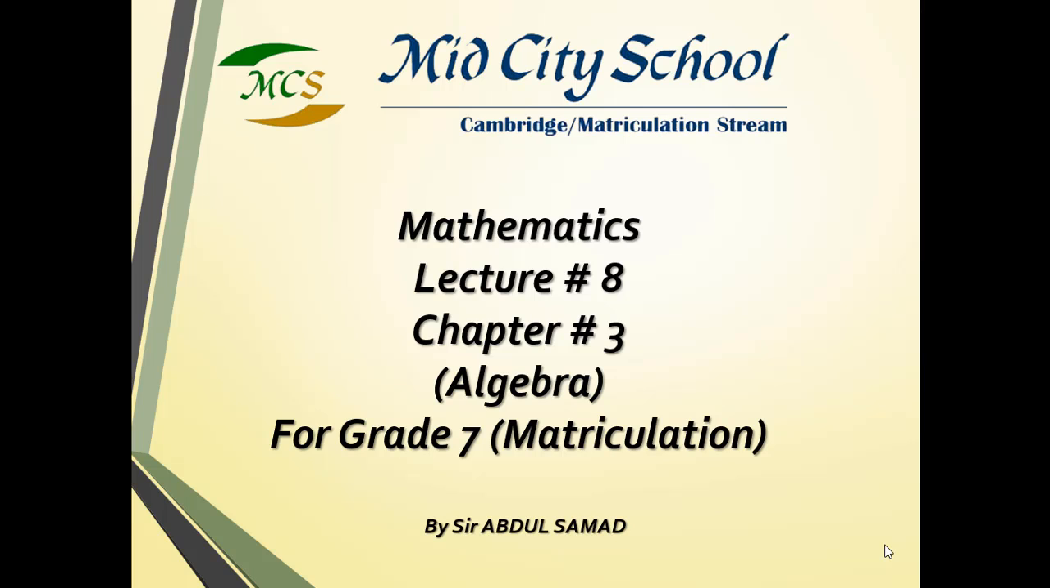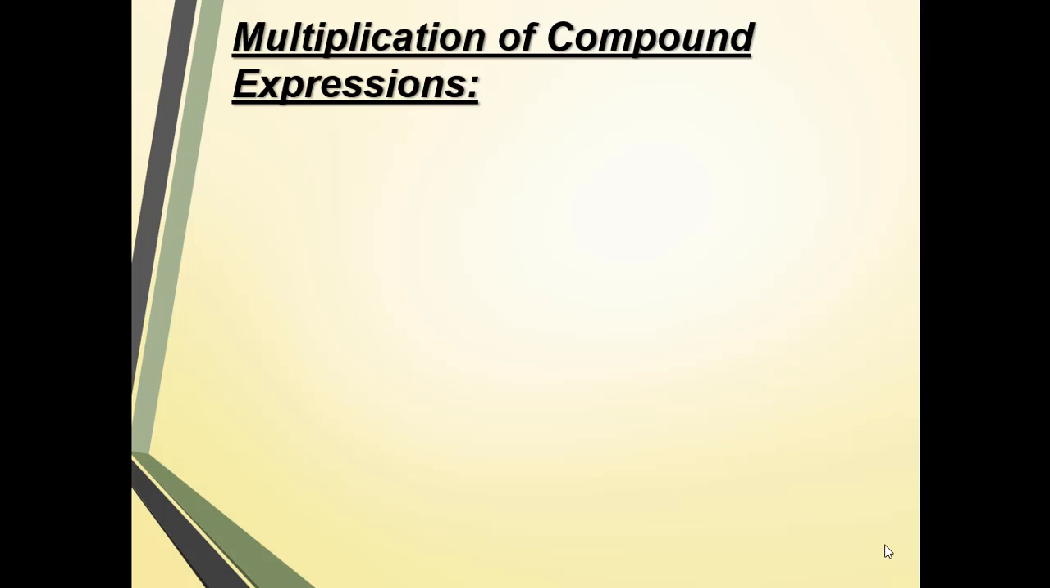The chapter Algebra, chapter number 3 for grade 7 matriculation. So let's get started. Multiplication of compound expressions. Example number 1.